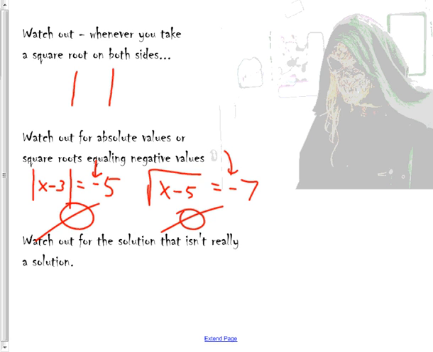That means the solution set to the given problem is empty. Except it's really fast to write. Woo, it's kind of fun. Okay, watch out for the solution that isn't really a solution. What are they called? Extraneous. All right. So there's some spooky things to watch out for.